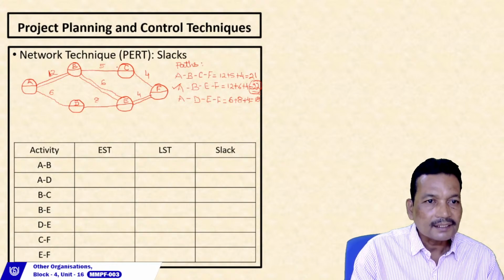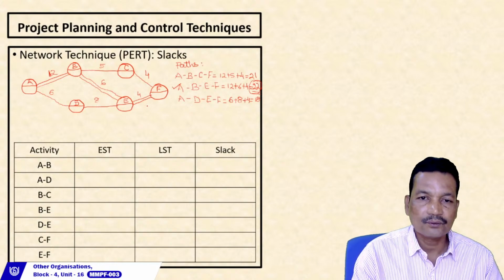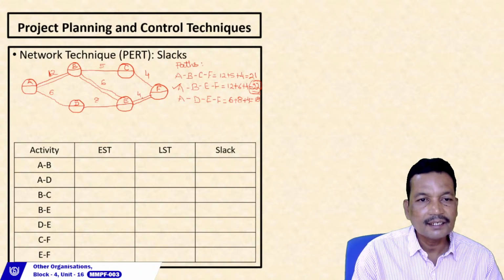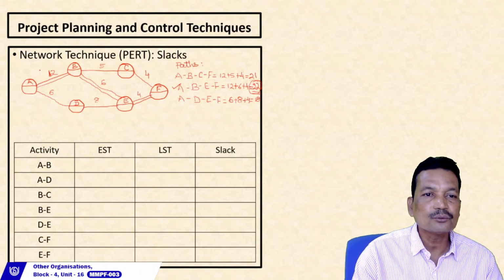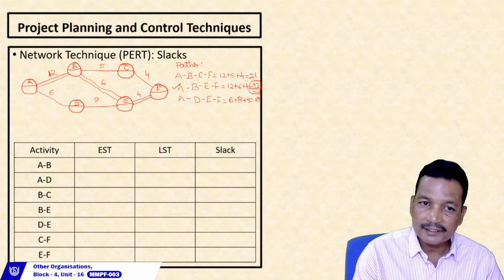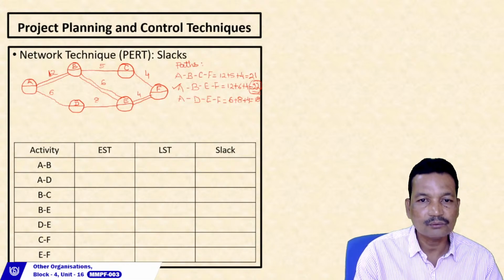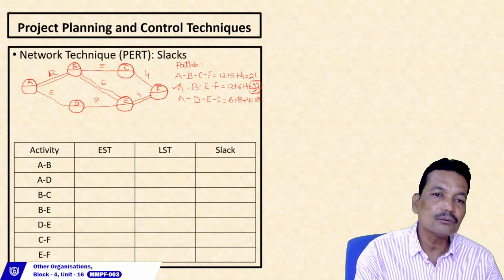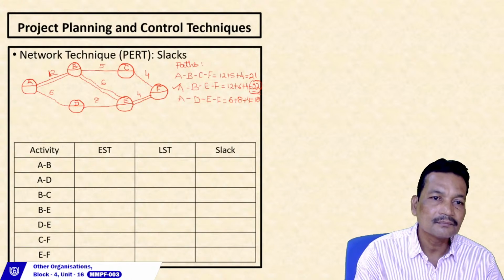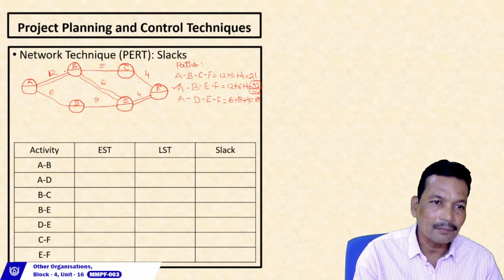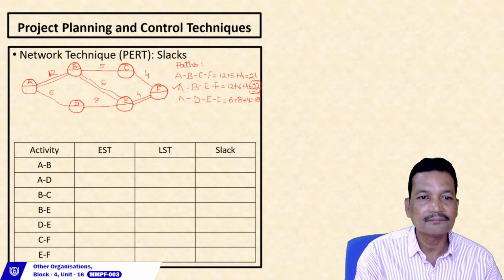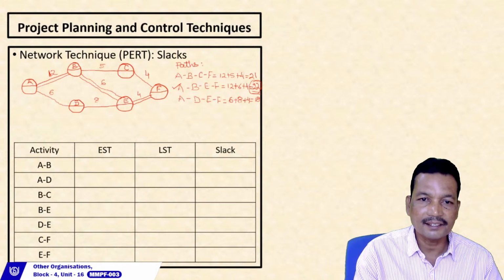Now look at path ABCF. One may say that it is taking 21 days to be completed, but in order to complete the whole project, we are taking the critical path duration, that is 22 days. That means this particular path can have a 1 day delay. We can have a 1 day delay.